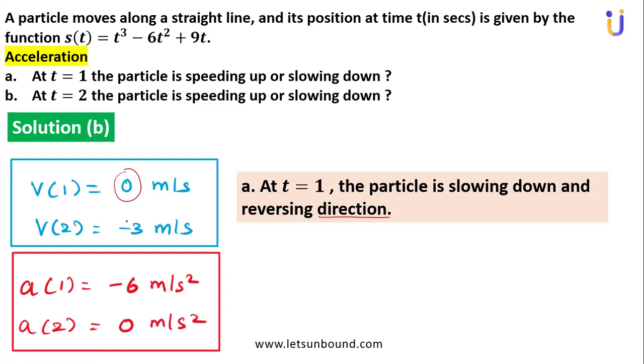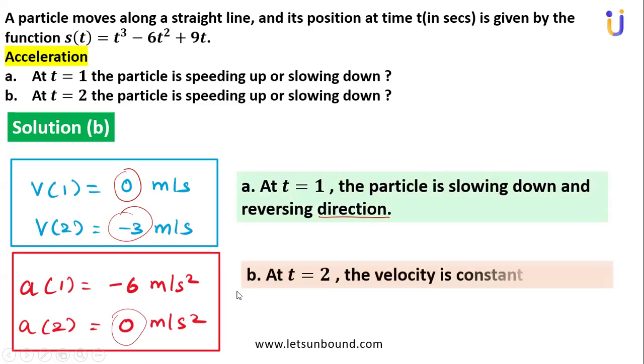And second, at t equal to 2, negative velocity and 0 acceleration. So in this case, velocity is negative, so it's moving backwards, right? At t equal to 2, the acceleration is constant. The acceleration is constant over here.